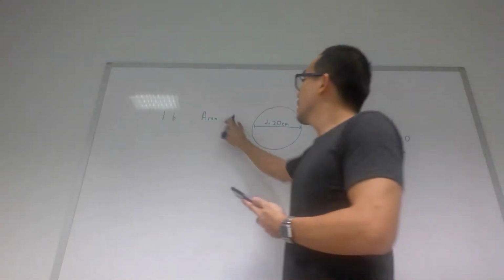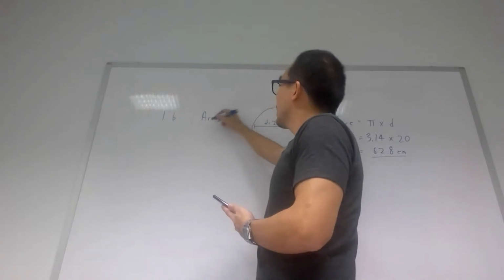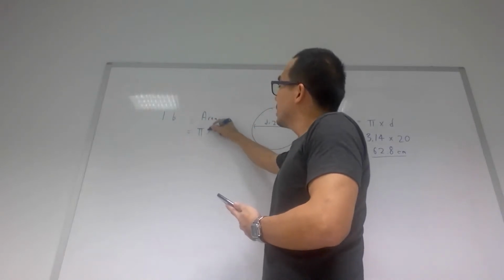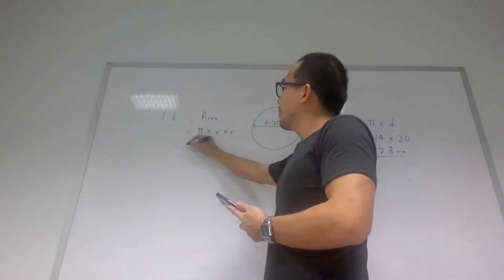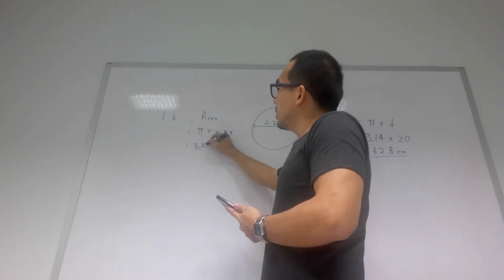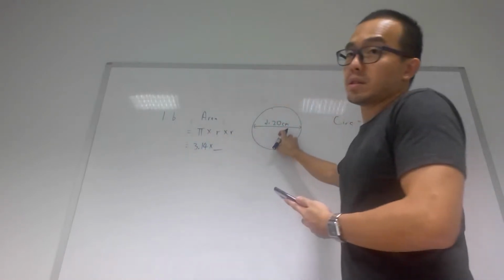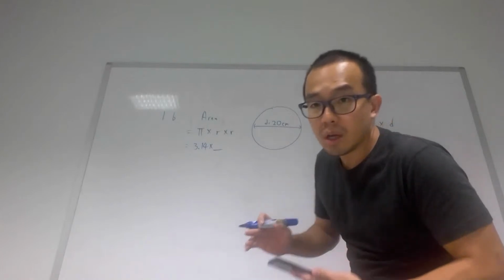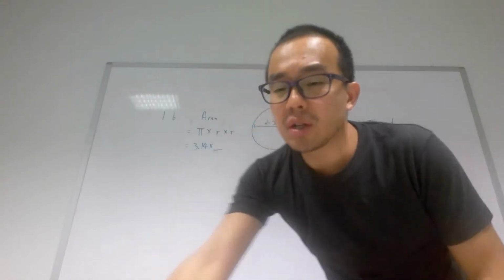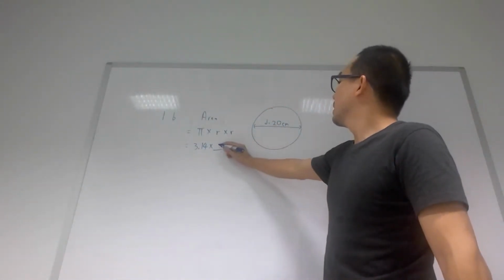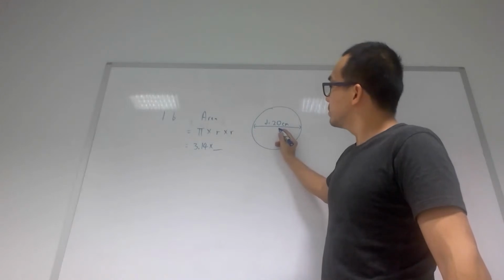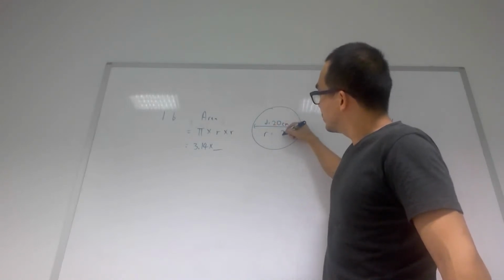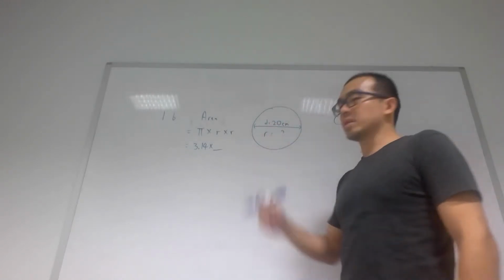Okay. Now the area. Now you have area equals pi times r times r. Okay. 3.14 times what? Is this a radius? No. Now let's see. Who just joined? Okay, Bishop. Is my radius 20? What is my radius? If the diameter is 20, what's the radius, Bishop?